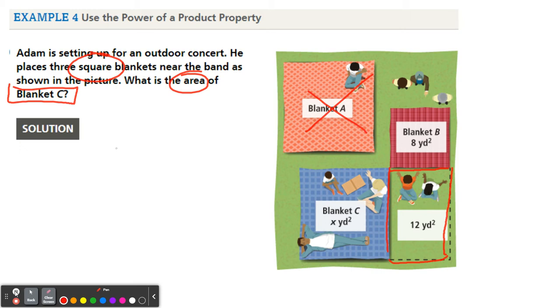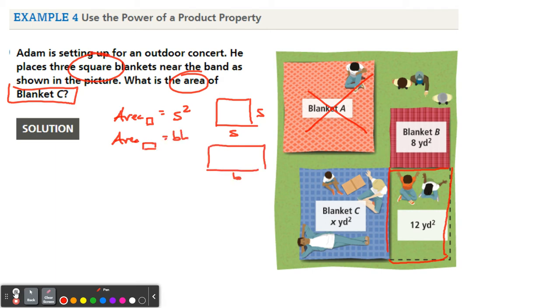First off, what is the area formula for a square? To find the area of a square, you take the side length and square it, because it's just like a rectangle, but all the sides are the same. So base times height would be S times S, which is S squared. Now to find the area of a rectangle, it is base times height, because in a rectangle, your base and height are different lengths.